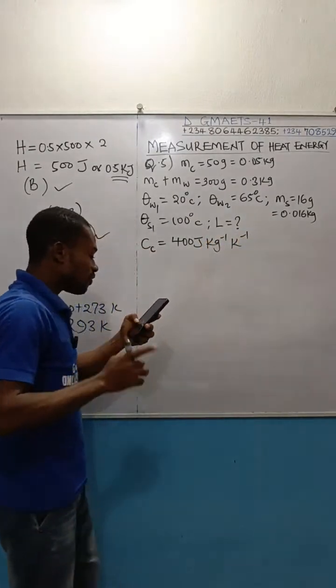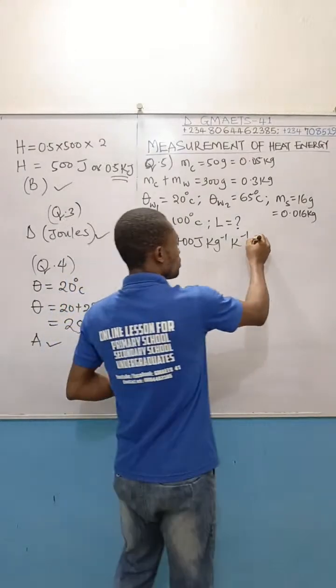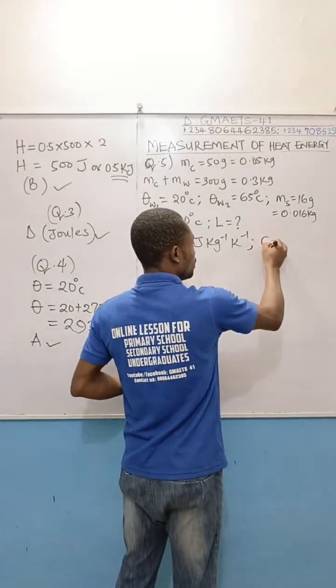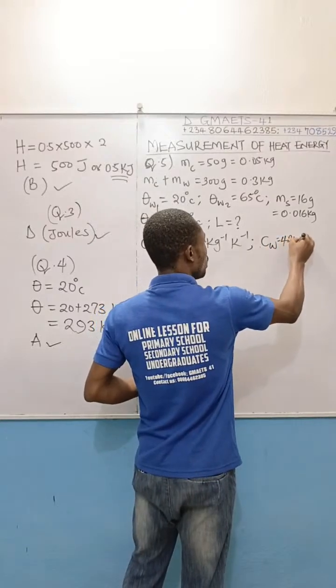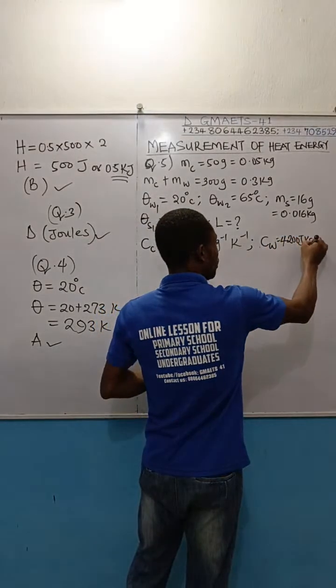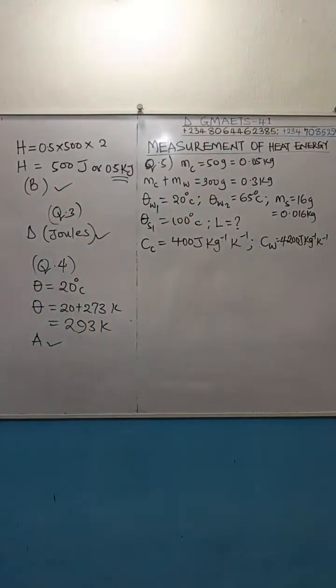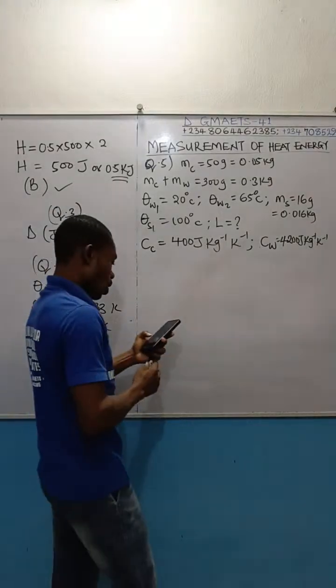And then the specific heat capacity of water, let me use CW. CW equal to 4,200 joule per kilogram per Kelvin. I hope this does not cut from the space there. Okay, that's good. Everything is showing. We're going to speed up. Let us see what we have there.